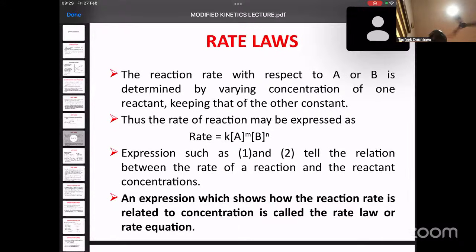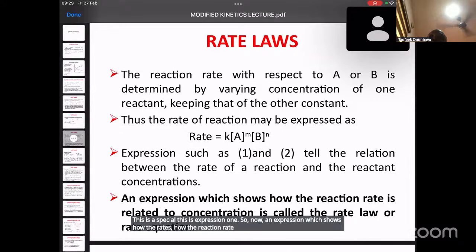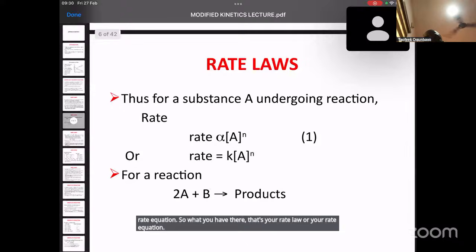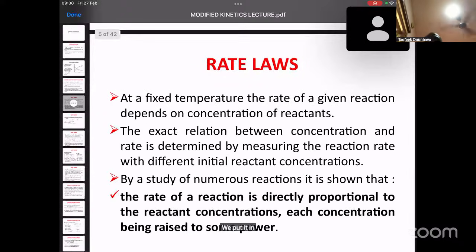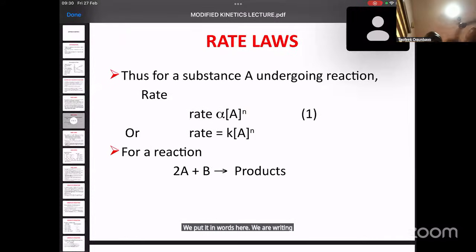Now, an expression which shows how the reaction rate is related to concentration is called the rate law or rate equation. So what you have here is your rate law or your rate equation. What you have here is also your rate law or rate equation. We put it in words here, and we are writing it in mathematical form here.